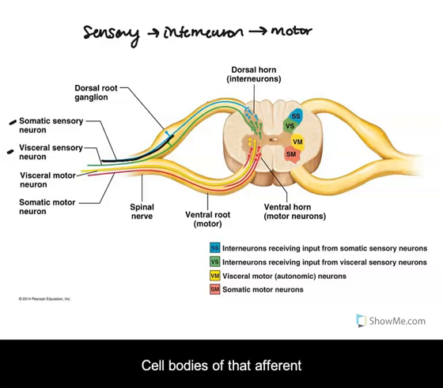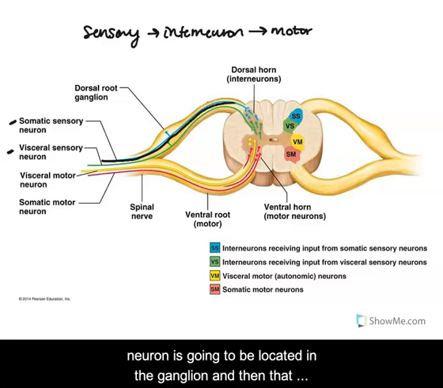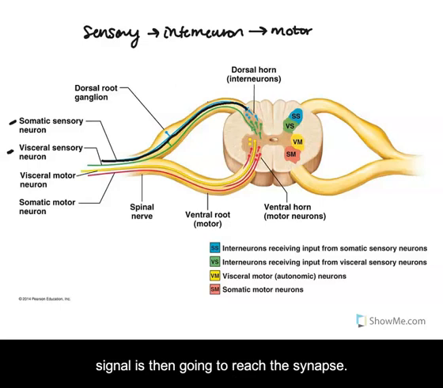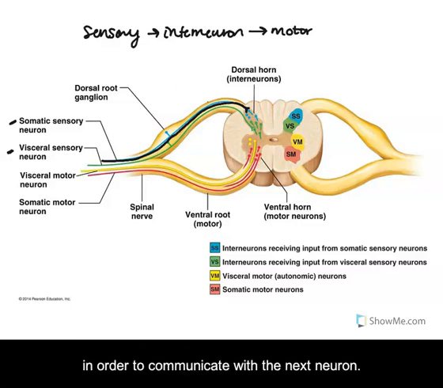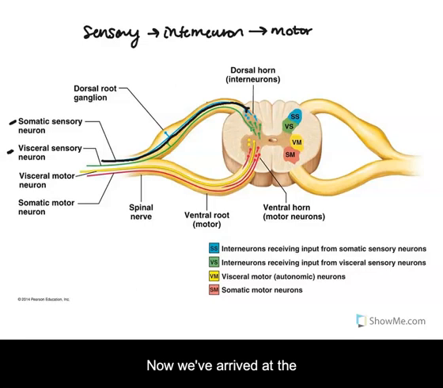The cell body of that afferent neuron is going to be located in the ganglion, and then that signal is going to reach a synapse that's going to promote the release of neurotransmitters in order to communicate with the next neuron. So I'm going to use a different color here. Now we've arrived at the dorsal horn of the gray matter. The dorsal horn: dorsal, behind, back, posterior. I'm going to write back of the spine here. Ventral's front. I'll write that over here, front of the patient.